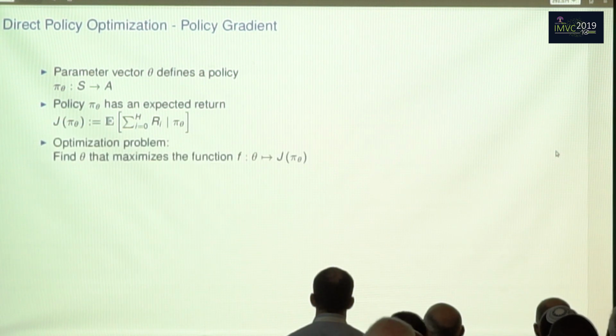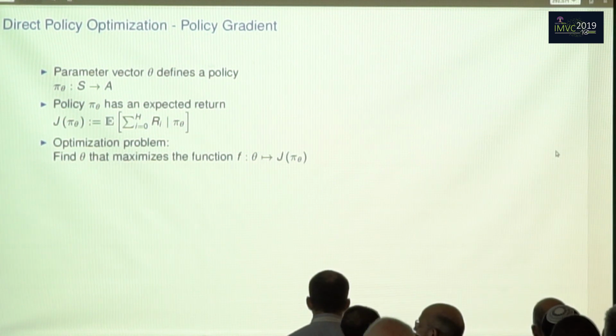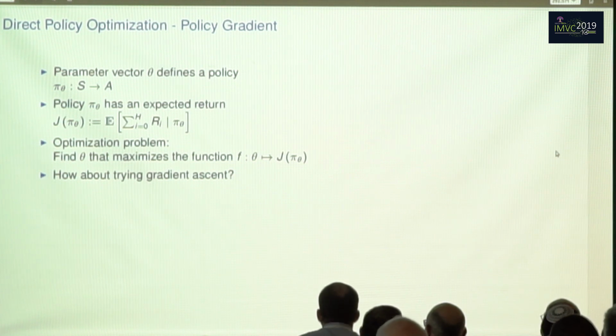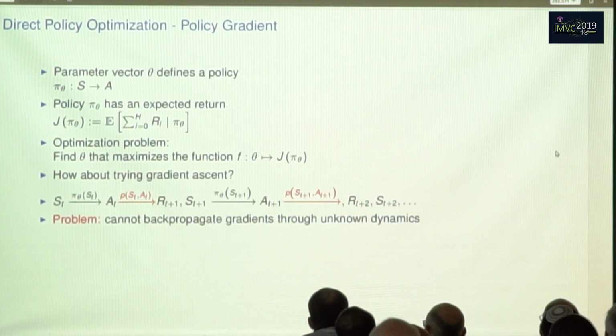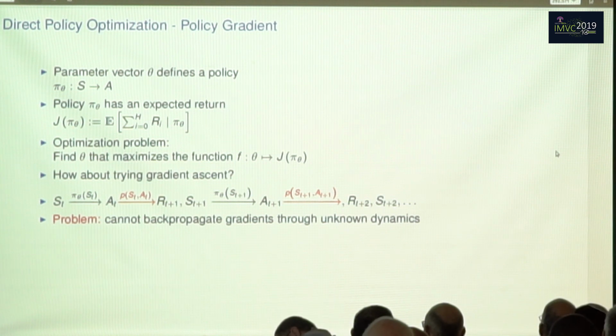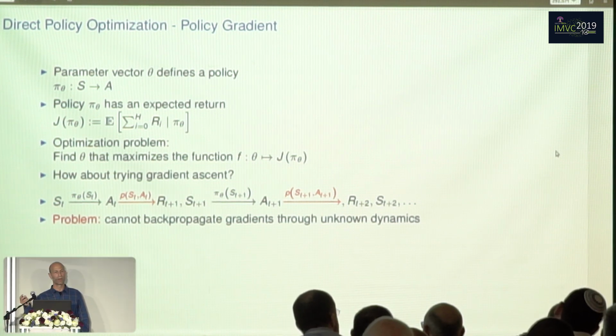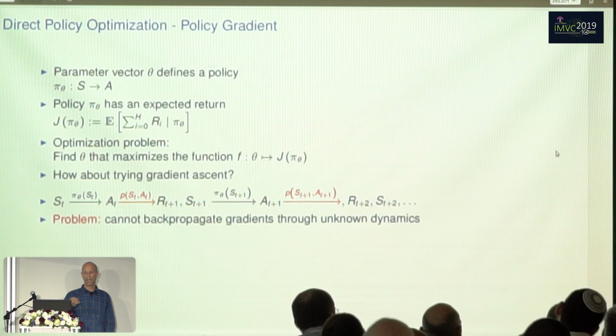So the optimization here is, again, find vector theta for which the performance is maximized. And for those of you who know supervised learning, I assume many of you, you might think of using gradient ascent. The issue is that gradient ascent does not work in this case. The problem is, and again, I'm talking only to supervised learning people, that it's not possible to backpropagate gradients through these dynamics because some of the dynamics are unknown, the red parts.